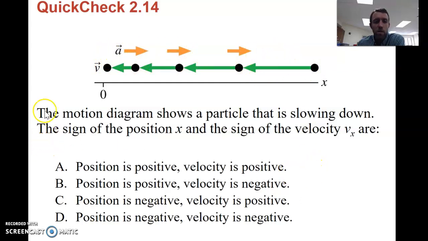All right. So if we're asked here about the position and the velocity, well, the position is on the right side of 0. That's positive position the whole time. It's slowing down, which is fine, but it's pointed to the left, so it's negative velocity, positive position. So that would be B.